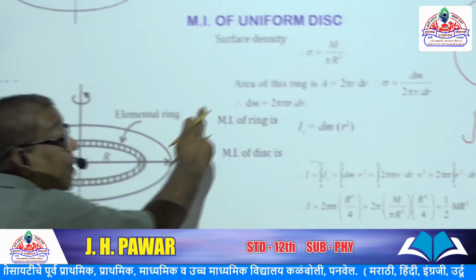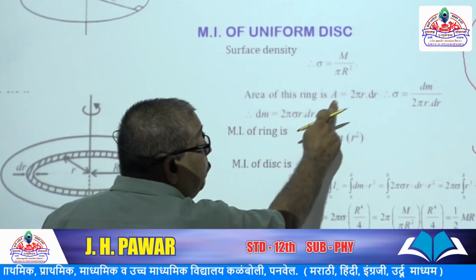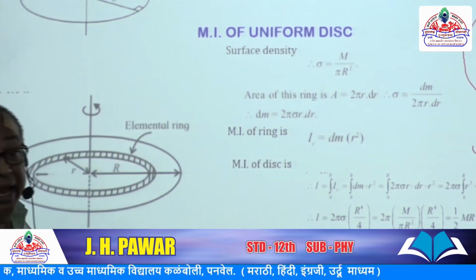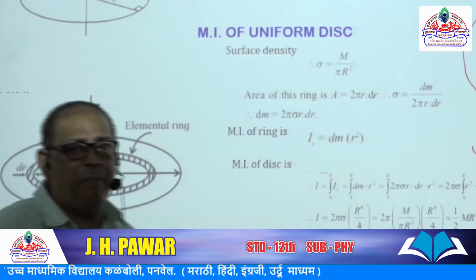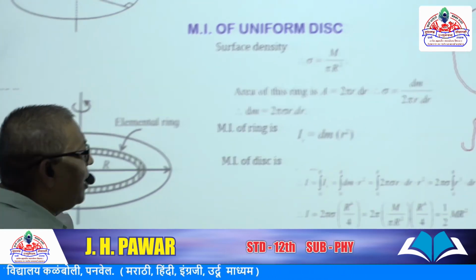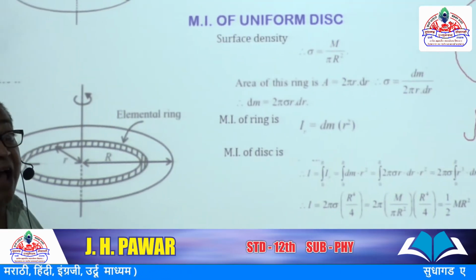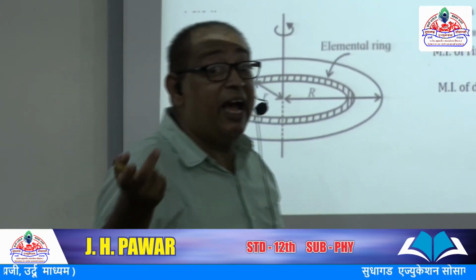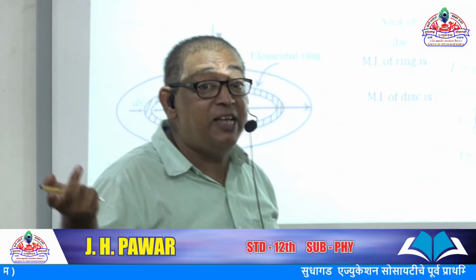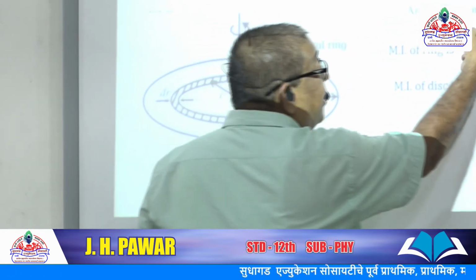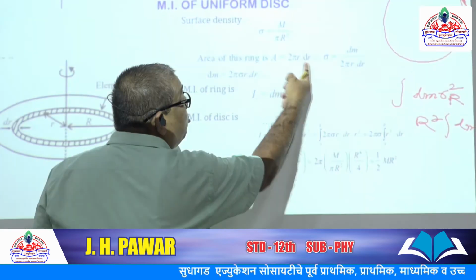Then we come to the area of the ring. How can we take it? Circumference into thickness. The circumference of the ring is 2 pi r, where r is the average radius, since dr is very, very small. So we can take here A equals 2 pi r into dr.